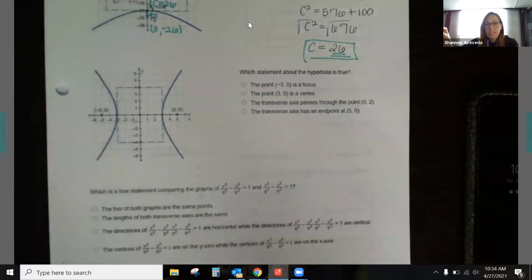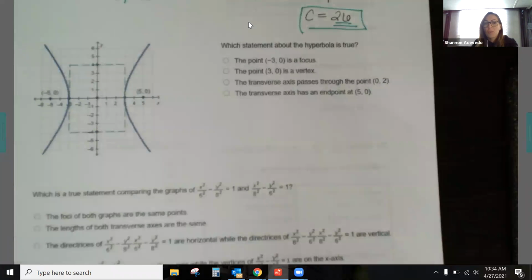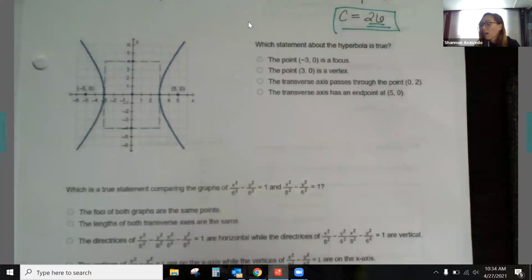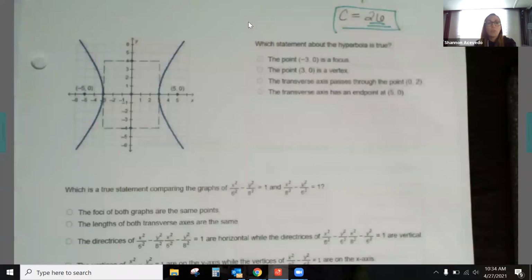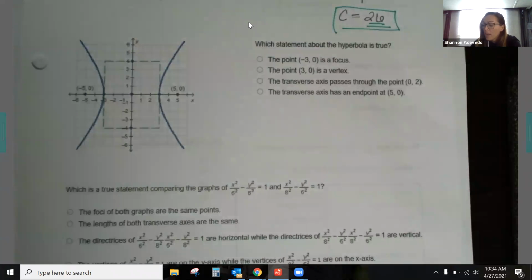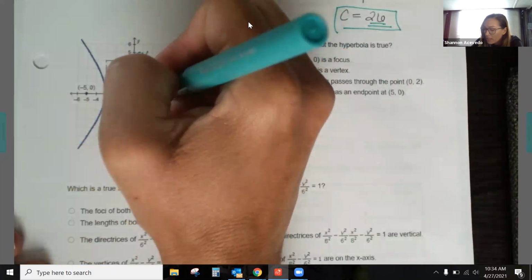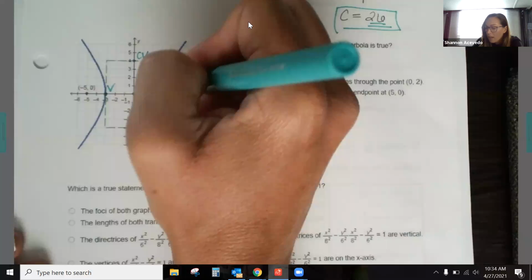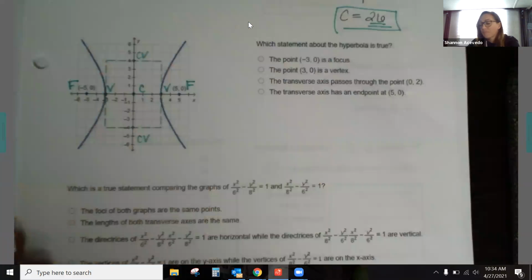My next one asks, what statement about the hyperbola is true? Only one of the statements is going to be true, the rest are going to be false. Again, we can go through and identify some pieces here. These are going to be my co-vertices. These are going to be my vertices. My center is at the origin, and these would be my foci.